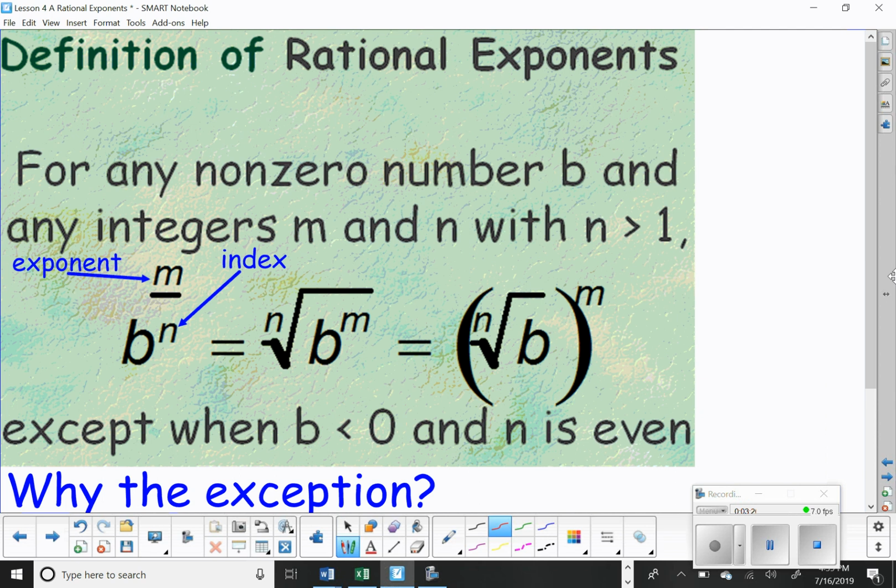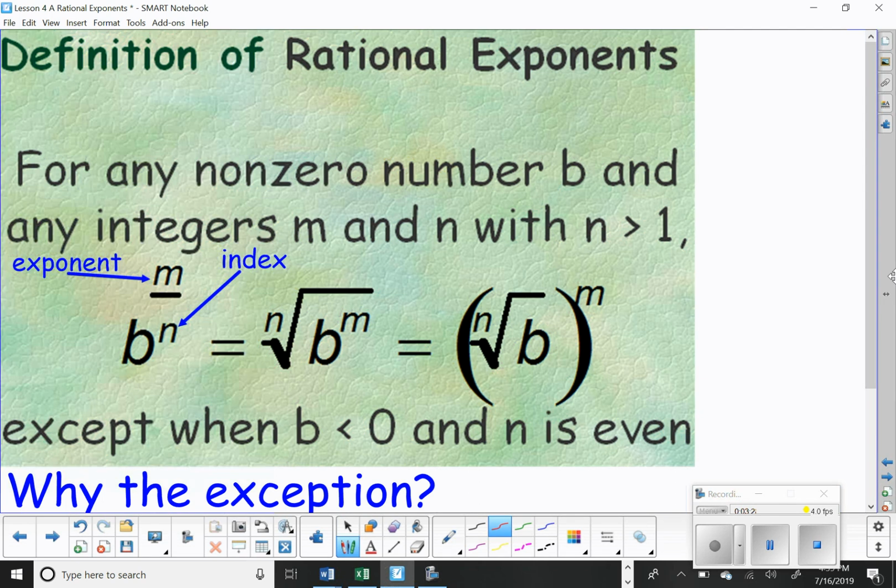Okay, definition of rational exponents. For any non-zero number b and any integers m and n with n greater than 1, we have b to the m/nth is equal to the nth root of b to the m. And that m can be on the inside as a power or on the outside. Except when b is less than 0 and n is even.